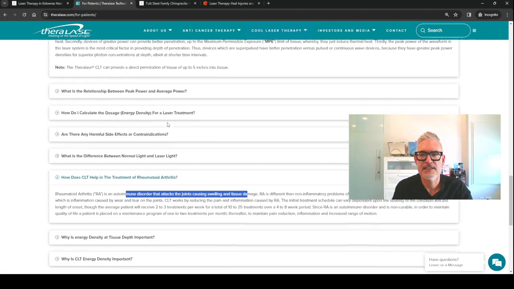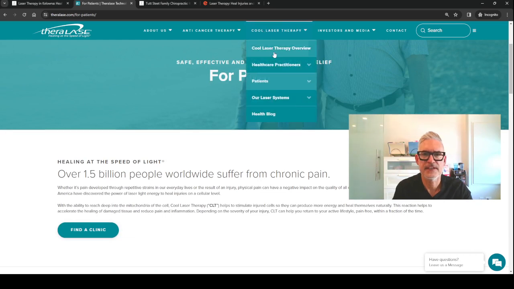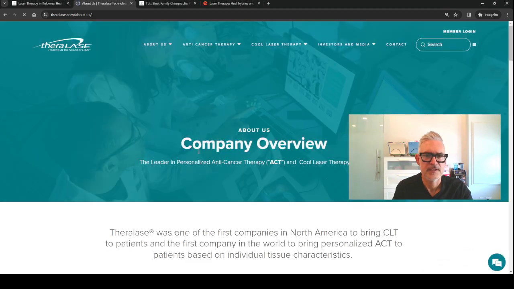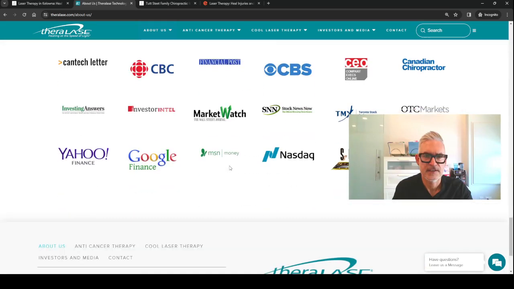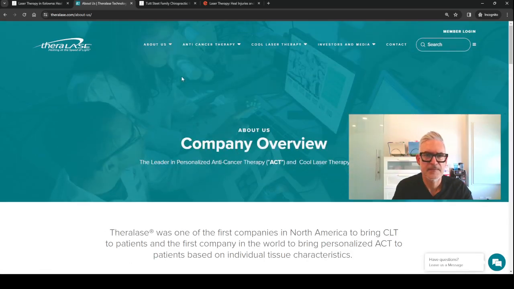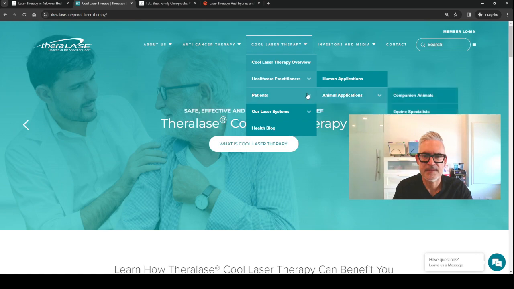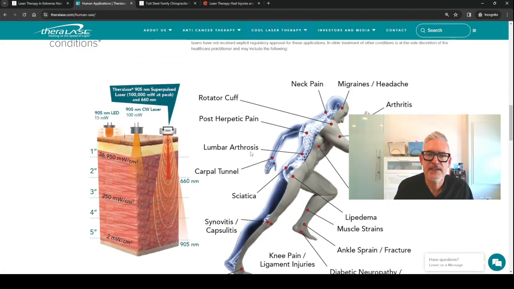So that's right from Theralase. And there was a really good diagram. Let's see if I can find it. I think it was back here. Let me see if I can get back to where that diagram was of the Theralase and the application of it. Let's see right here if I can find that. Oh yeah, right here. Here it is.